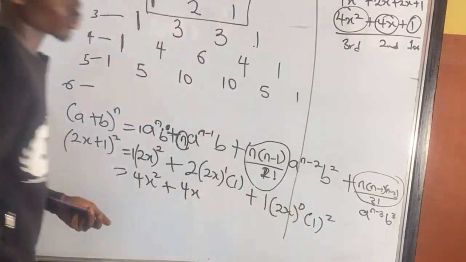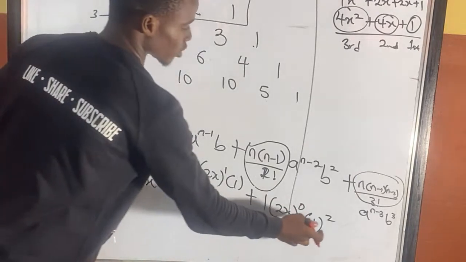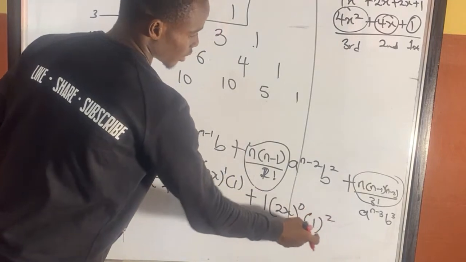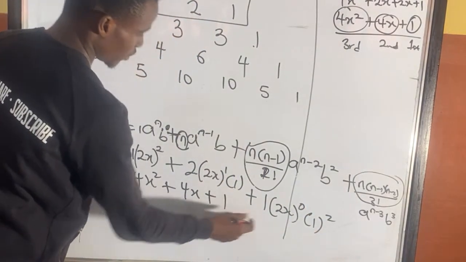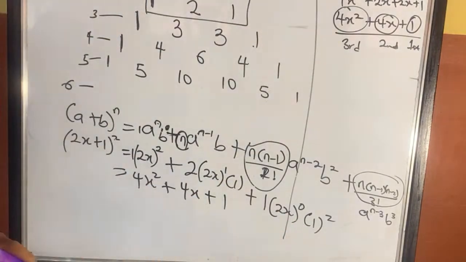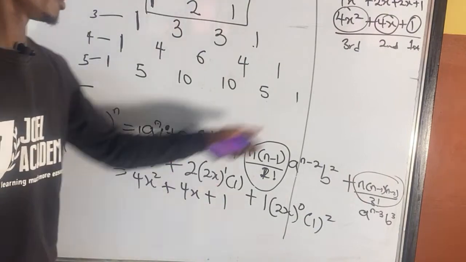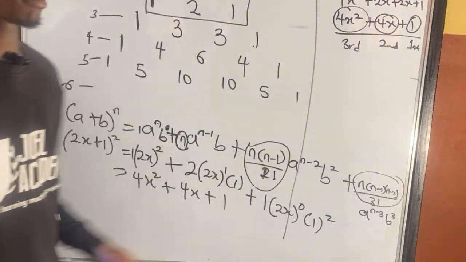Then we'll now move here. 2x raised to the power of 0 is what? 1. Anything raised to the power of 0 is 1. So 1 times 1 raised to the power of 2 is 1. 1 times 1 is what? 1. So that's plus 1. Everything here is 1. So you see what we're having here? 4x squared plus 4x plus 1.